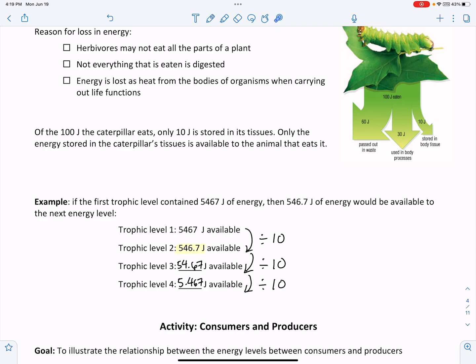Another way to look at it is to move the decimal place over one spot to the left every time you go down a trophic level. So here, we will move the decimal place one spot to the left, and it becomes 546.7. Here, if we move the decimal place one spot to the left, it becomes 54.67. Here, if we move the decimal place one spot to the left, it becomes 5.467.